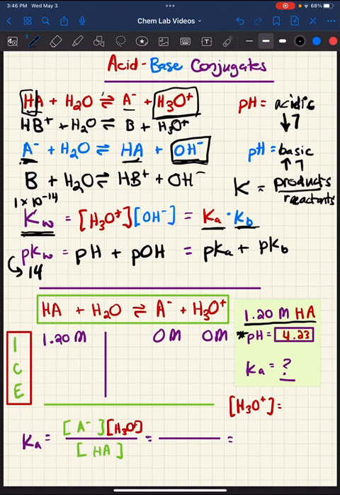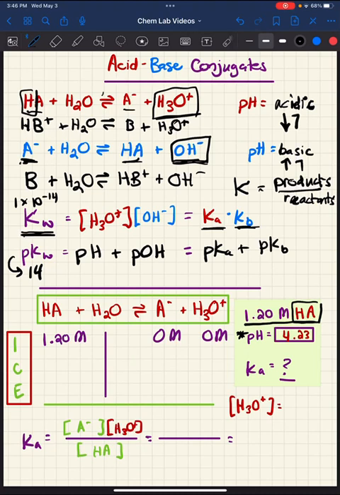Now, of course, there could be error in the actual measurement itself if it wasn't calibrated appropriately, depending on the actual precision of the instrument. But we'll just assume this is a pretty reasonable pH measurement. And we are tasked with using that information to determine the Ka of the weak acid. It's a property of that weak acid.